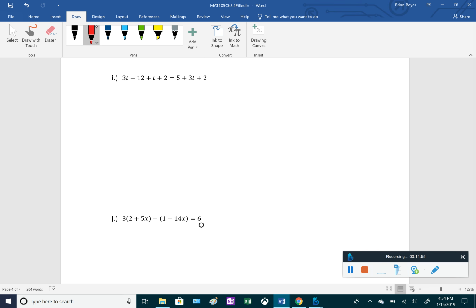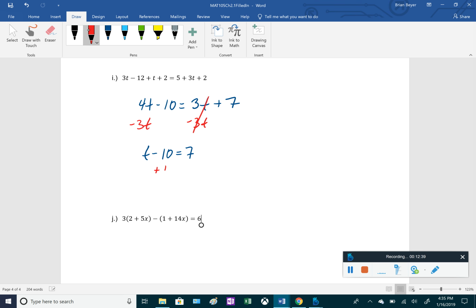So that's 4t minus 10. And on the right-hand side, we have 5 plus 3t plus 2. Combine like terms, that's going to give us 3t. 5 plus 2 is 7. Okay, and now we need to get all the variables on one side, all the constants on the other side. So if we subtract 3t on both sides, that's going to cancel on the right-hand side. 4t minus 3t is 1t, which is just t. So t minus 10 equals 7.